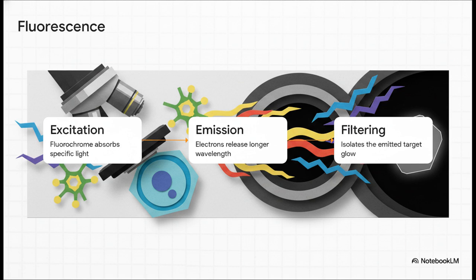First, excitation. We tag our target protein with a fluorescent molecule called a fluorochrome. Then we zap the sample with a very specific high-energy wavelength of light. The fluorochrome absorbs this energy, heavily exciting its electrons. Second, emission. Those electrons quickly drop back down to their normal state, and when they do, they release all that excess energy as a new, longer wavelength of light. Basically, they glow.